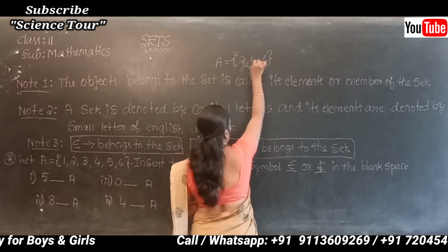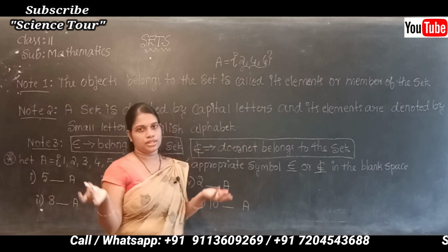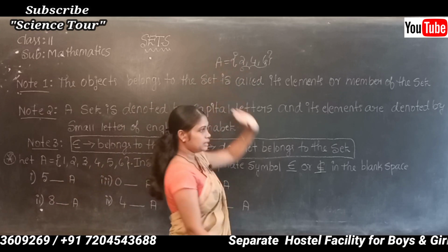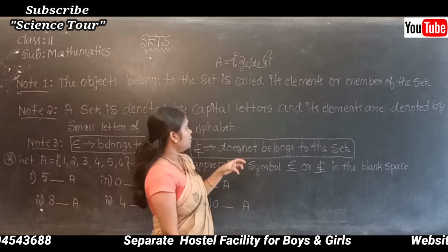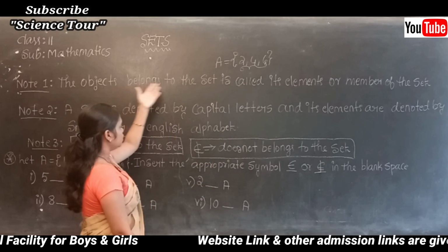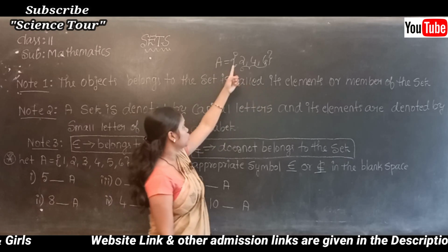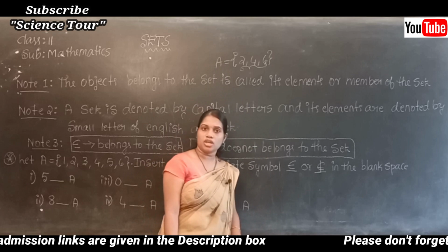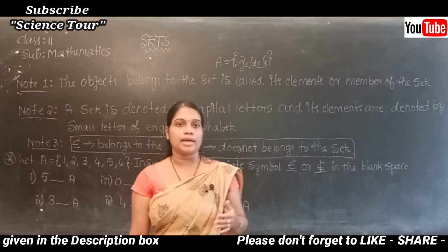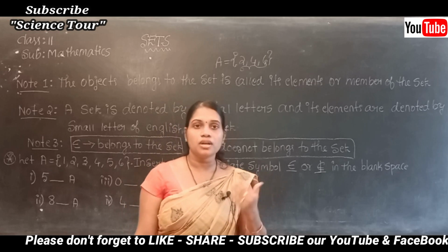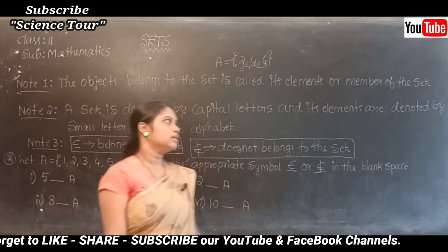These numbers are known as elements of the set, or we can also call them members of the set A. Understood, no? The elements or members of the set. Okay, so the object which belongs to the set. Here 2 is one of the numbers which belongs to the set A. So therefore that 2 is known as an element of the set, or we can also call it a member of the set A.